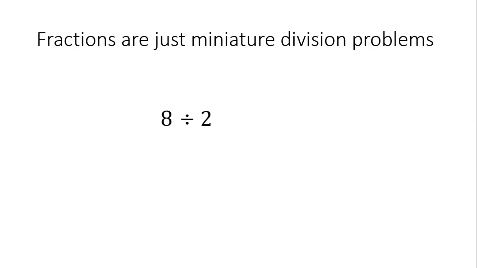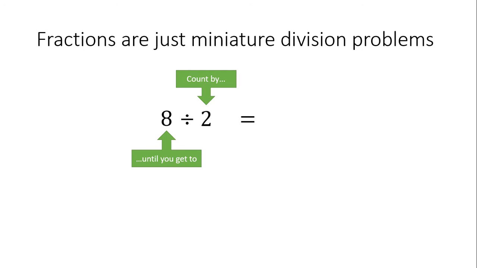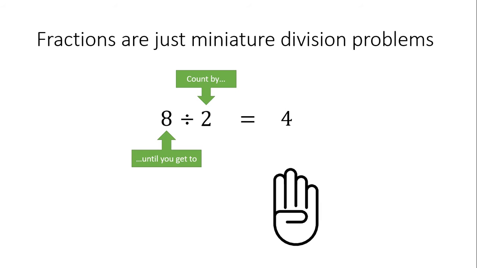How do you use your skip counting? You say that you count by the second number until you get to the first number. And if you're skip counting on your fingers, then you just ask yourself, how many fingers am I showing at the end of all that? So, if I'm doing that for 8 divided by 2, I would say 2, 4, 6, 8. Oh, I'm holding up 4 fingers, so 8 divided by 2 is 4.